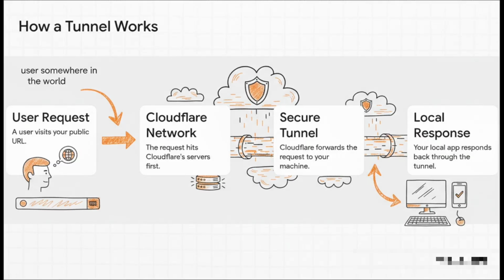Okay, so how does this magic actually work? It's pretty simple, really. A user, anywhere in the world, goes to your new public URL. That request first hits Cloudflare's network. From there, Cloudflare zips the request through that secure private tunnel directly to your machine. Your local app processes it, sends a response back through that very same tunnel and out to the user. To them, it's totally seamless. It just feels like a normal website.